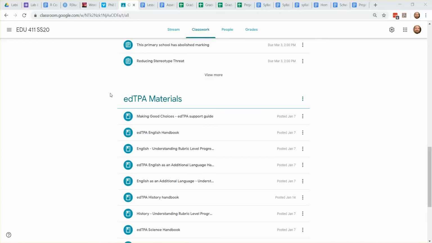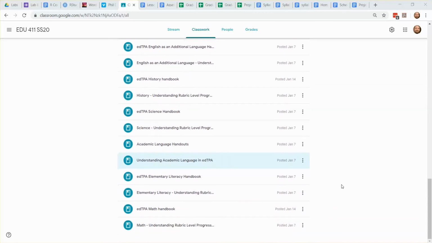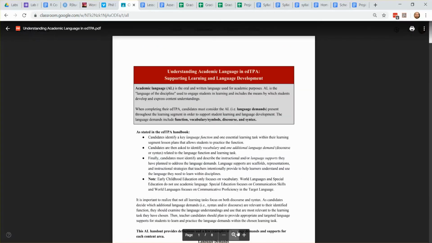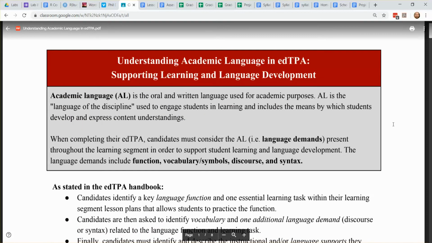So I'm in our classroom page here, and under classwork, I've got a category called edTPA materials, and hopefully these are useful things for you that you're able to make use of and have used some of these. But I'm going to point out I've got some academic language handouts. They're going to be really useful in this last section of the course. And right now I want to look at this one called Understanding Academic Language in edTPA. It's a PDF that edTPA has put out about academic language. And let's just take a look at the main idea here.